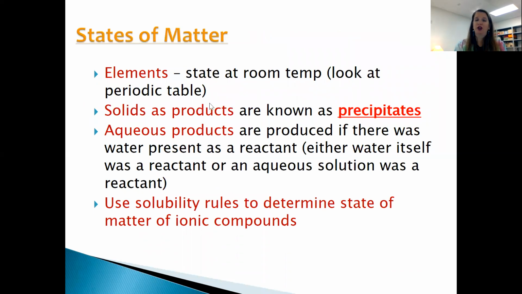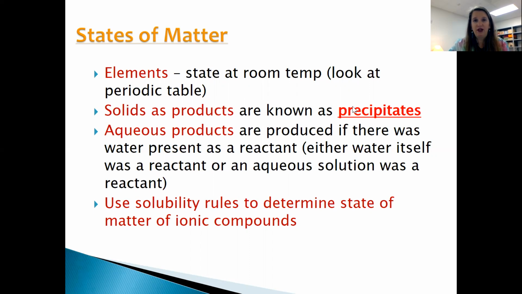When we're trying to determine our states of matter, the state of matter of your elements is going to be based off of whatever state they are at room temperature. Most elements are solids at room temperature. There are only 2 that are liquids at room temperature: mercury and bromine. There are some gases at room temperature. Those are a lot of your nonmetals, your noble gases, hydrogen, nitrogen, oxygen, fluorine, and chlorine, and then everything else is a solid.